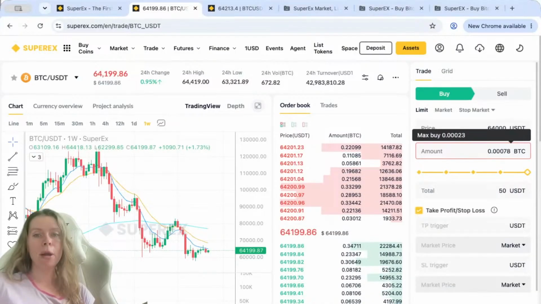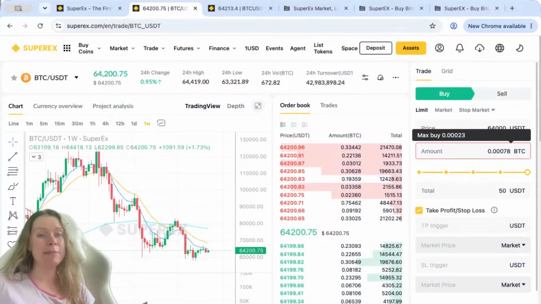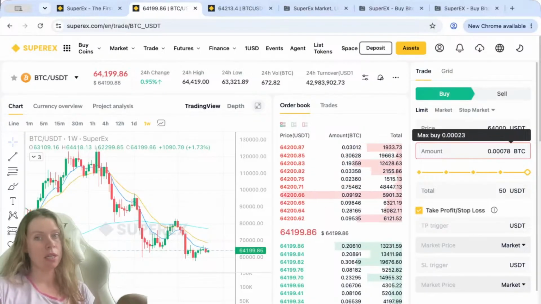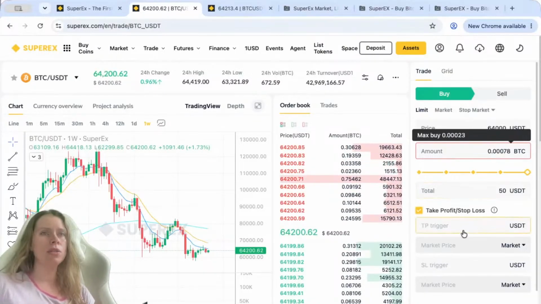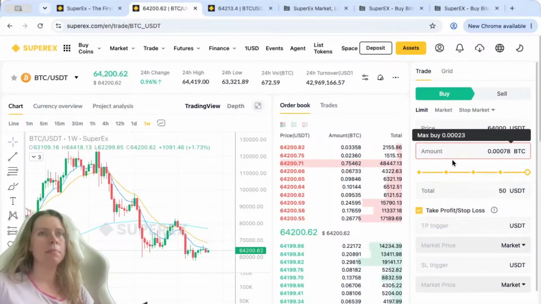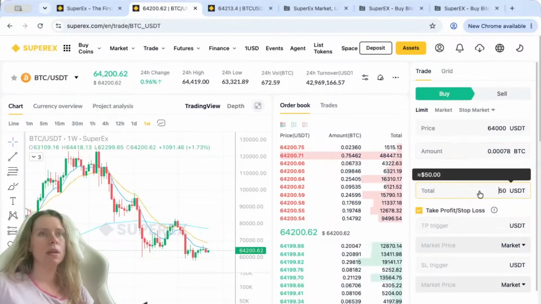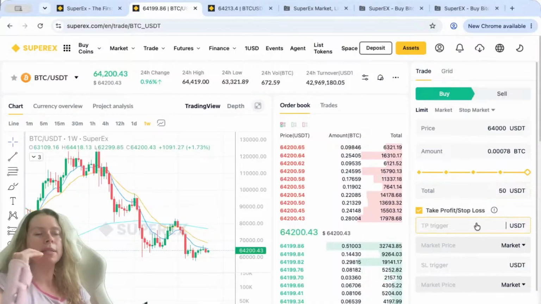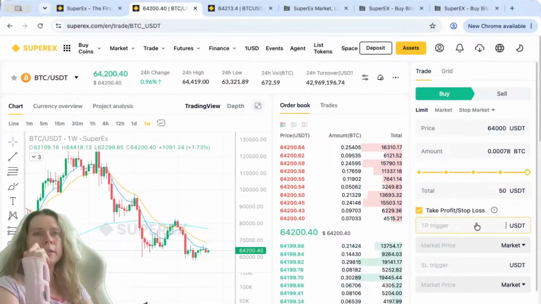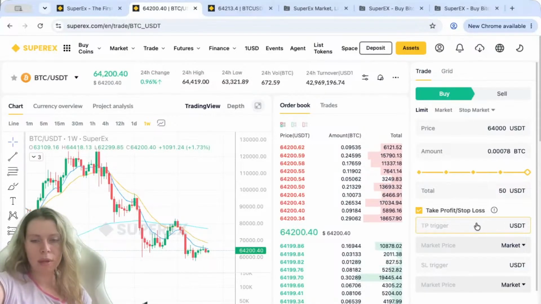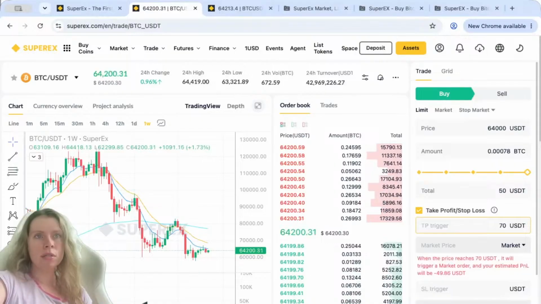All right, 2 new fields have shown up. The first one is TP trigger. That's our take profit. So I'm going to, let's have a look. For my TP trigger, I'm going to put it at, let's go 70,000. Okay.